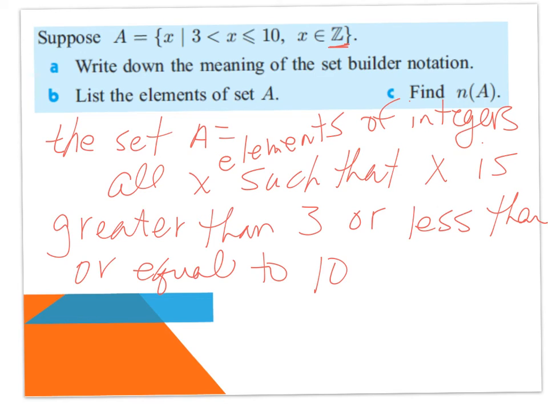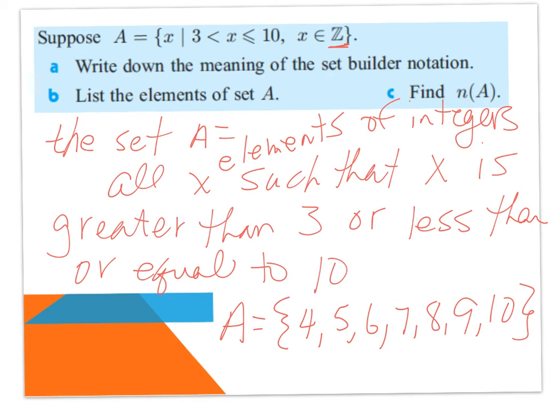Okay, so if they're integers, we're talking about whole numbers. Greater than 3, so we don't include 3. So if we were to write this set out as set notation instead of set builder notation, A would be the set where 3 is not included, but 4 is, 5, 6, 7, 8, 9, and we're going to include 10 because it's less than or equal to 10. So those are the elements of set A. Now the number of elements in set A, all we do is count. 1, 2, 3, 4, 5, 6, 7. So the number of elements in set A is 7.